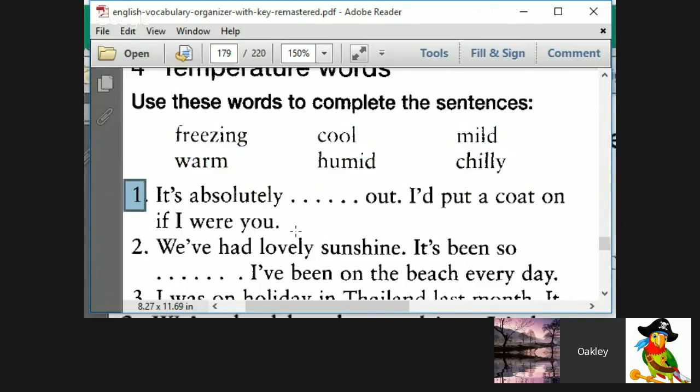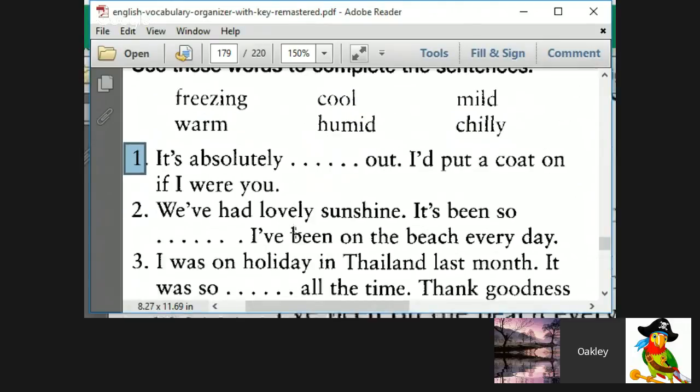Sam, number one. It is absolutely freezing out. I'd put a coat on if I were you. Very common, by the way, for English speakers, at least Americans and Brits, to comment on the weather and then give some advice.